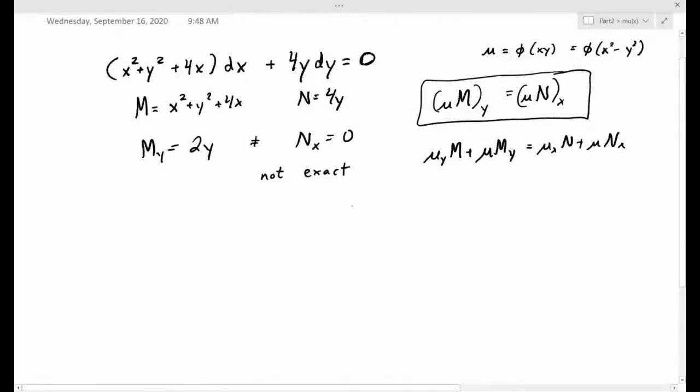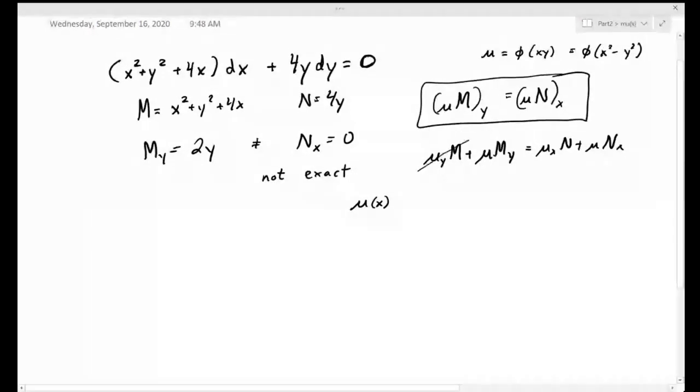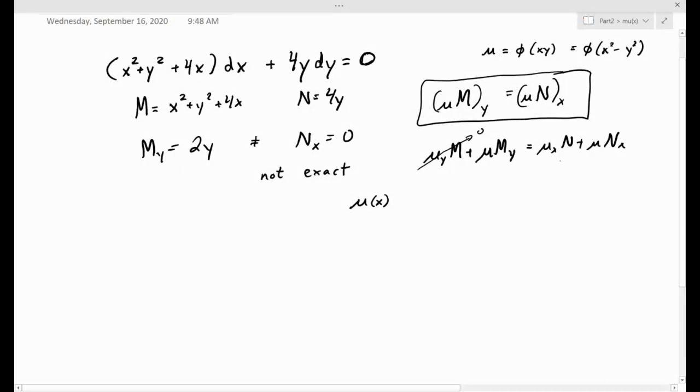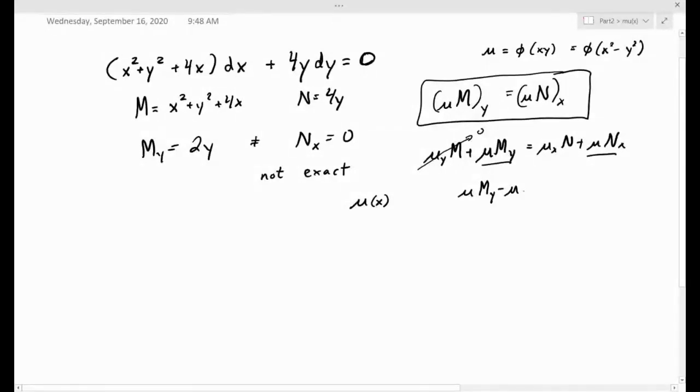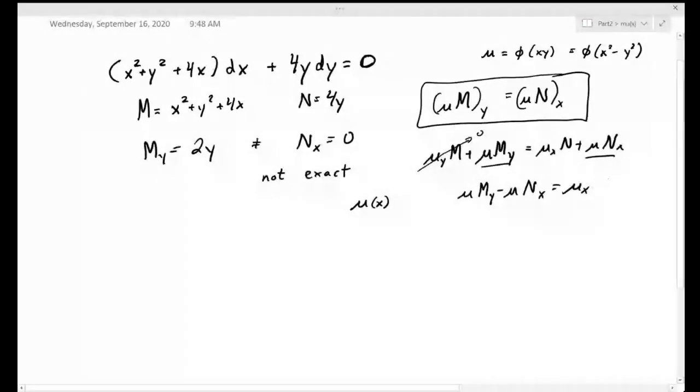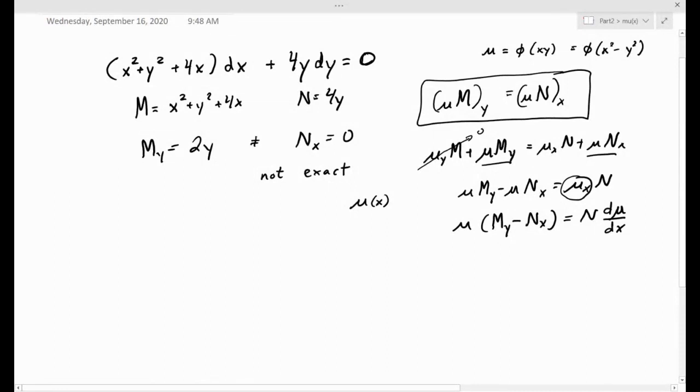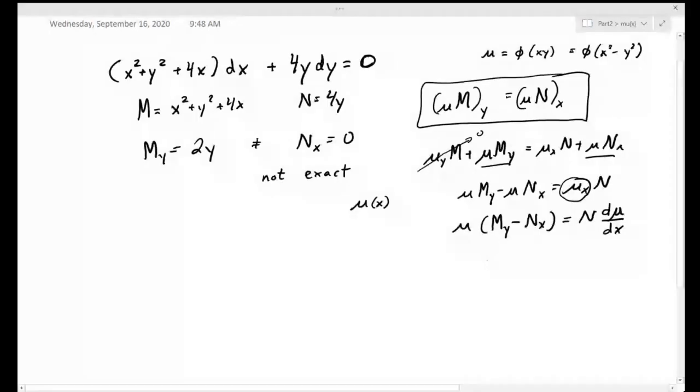Right. Okay, so we're going to assume that our integrating factor is a function of x only, in which case the partial derivative of the integrating factor with respect to y would be 0. So that goes away. And then notice that I can bring all the terms that have a mu to one side of the equation, allowing you to factor out mu. And let's write this derivative of mu with respect to x, and then divide by N.